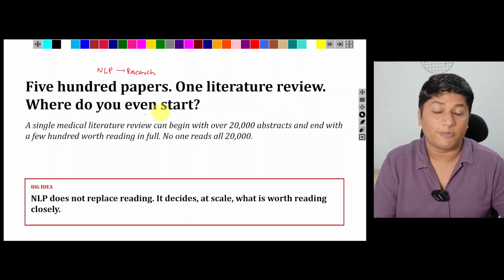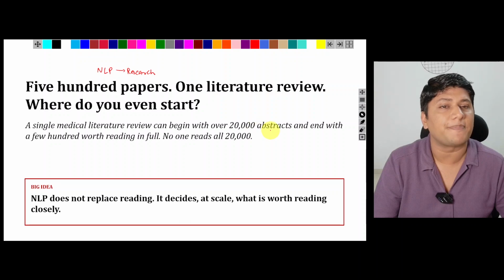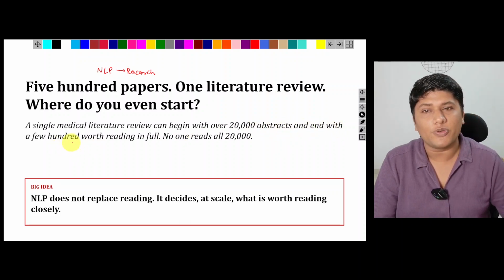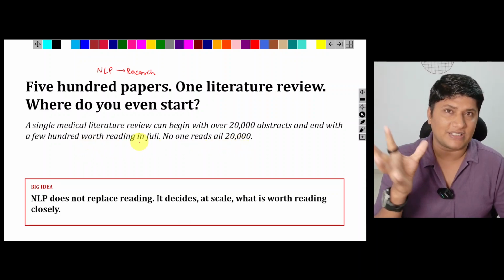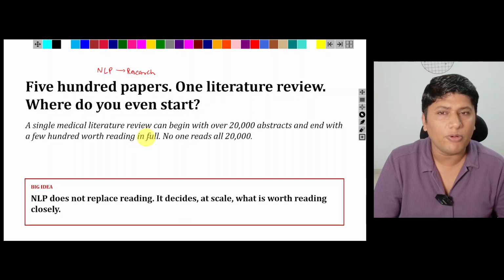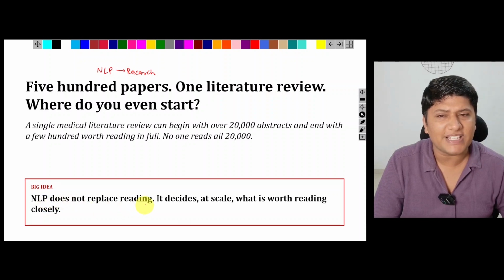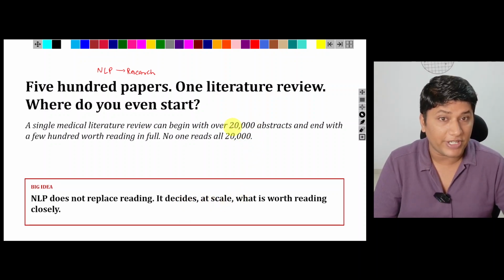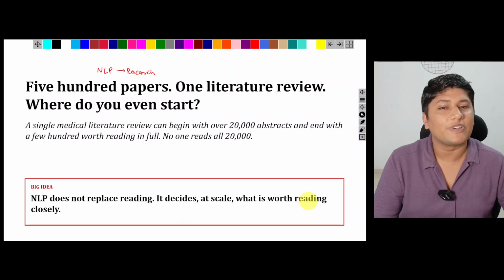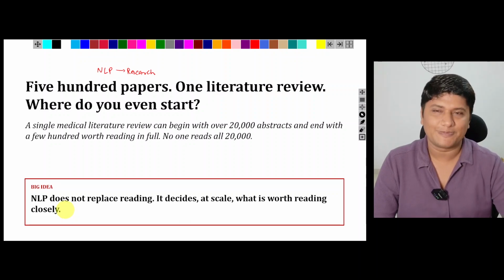How do you start? For example, a single medical literature review can begin with over 20,000 abstracts and end with a few hundred worth-reading articles. No one reads all 20,000 papers, but they still read a few articles, maybe even 500. How do we use NLP in this process? NLP does not replace the reading, but it can help you decide at scale, out of 20,000 or such a big number, what is worth reading closely according to your problem. That's how NLP helps you.